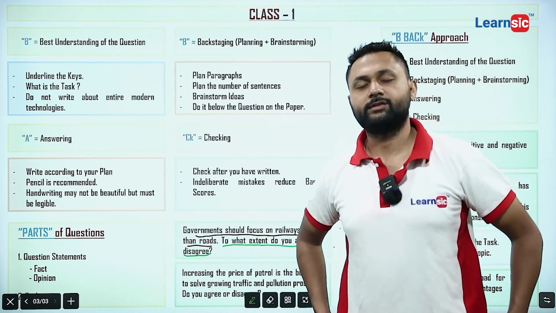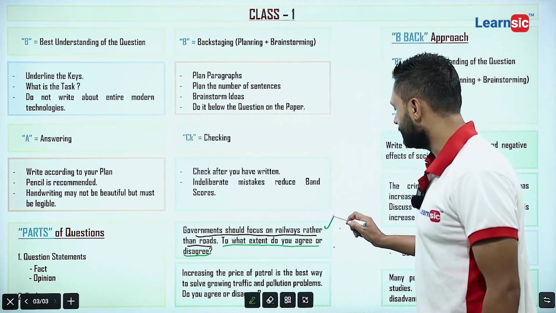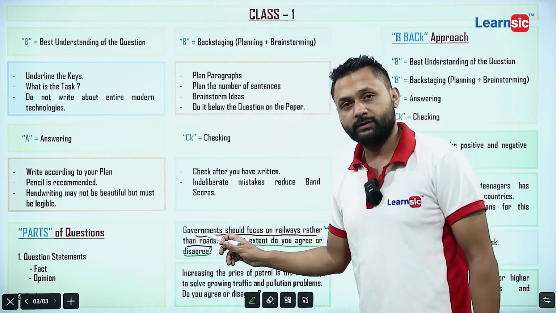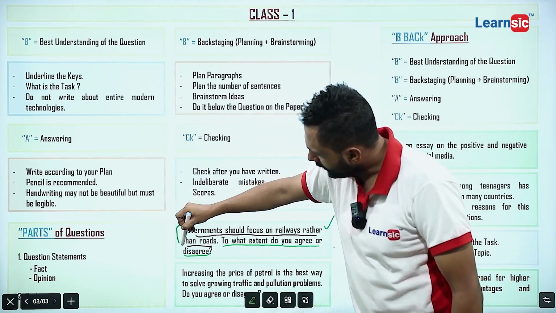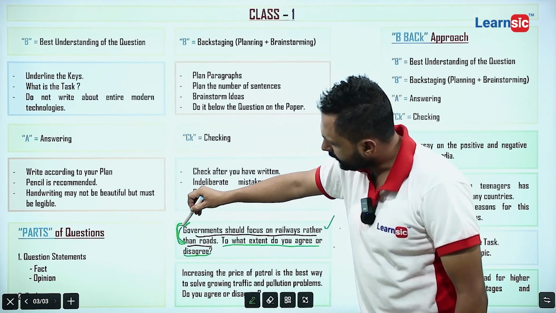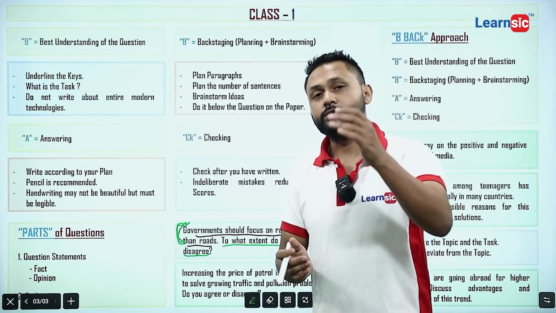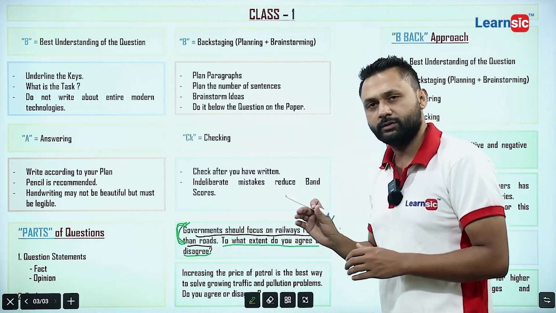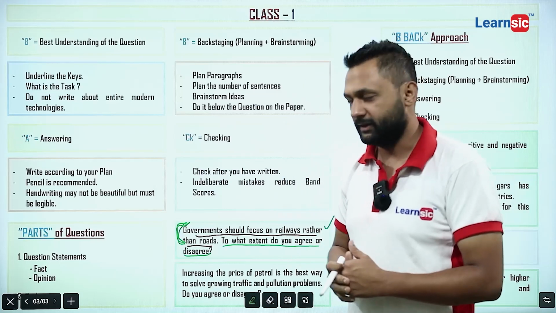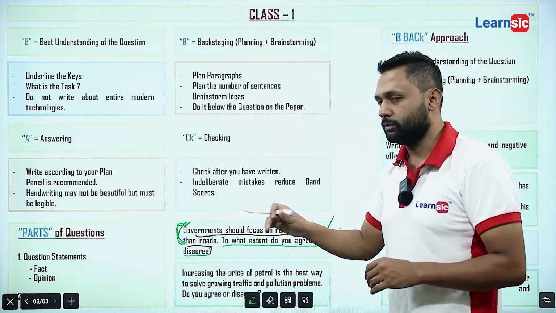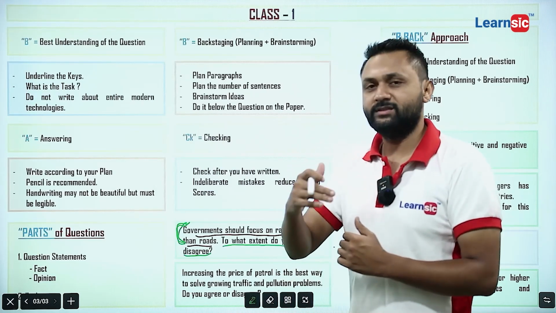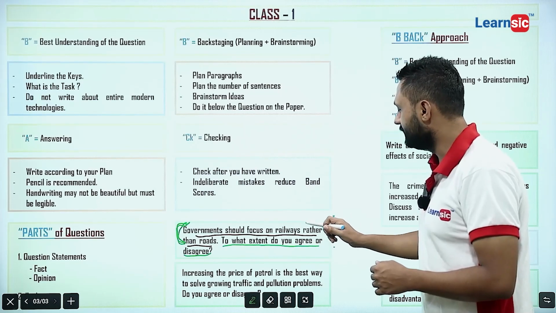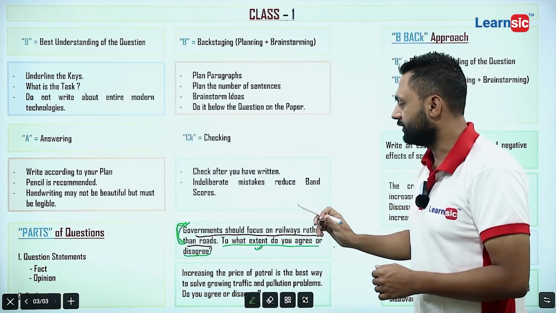So the task asks for your opinion, right? And we have a topic here. What does the topic say? Says a government should focus on railways rather than roads. Now this is giving an opinion. This topic is giving an opinion. It says government should focus on railways. Now you may say, no, government should first focus on roads and then it should focus on railways, right? And your friend may say, no, they should focus on railways and then roads. See, these are the opinions, and opinions differ from person to person. Okay, so in this case, this is the topic, and this topic is an opinion, and this is a task.